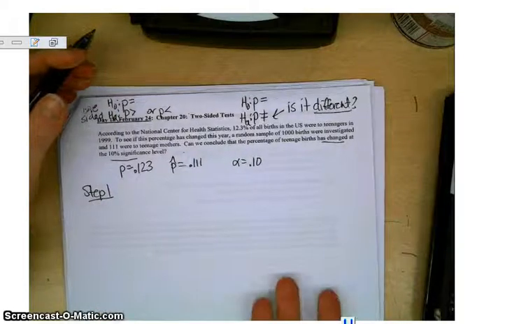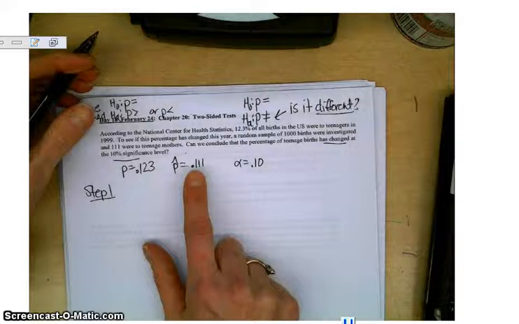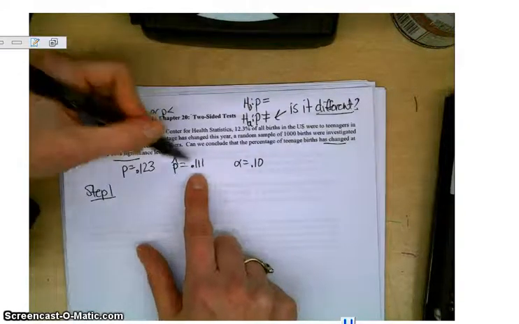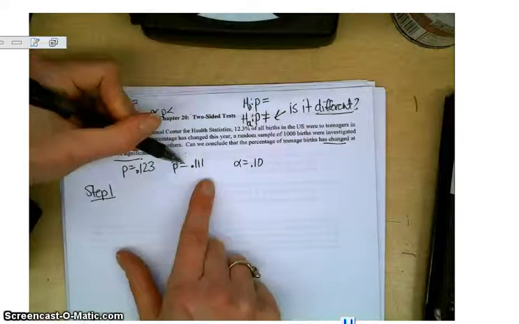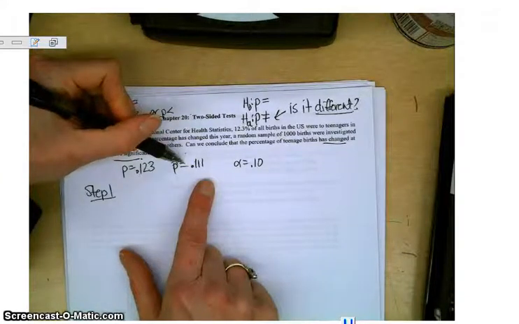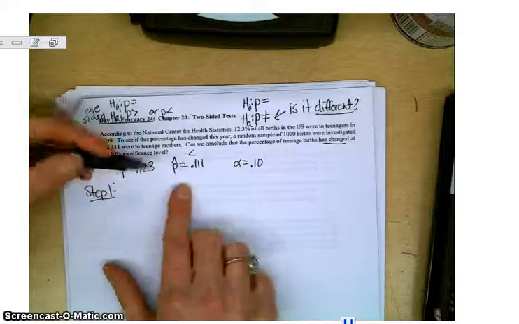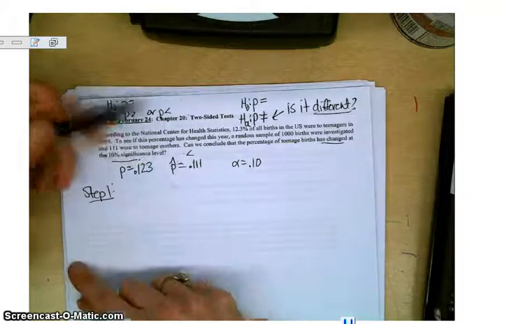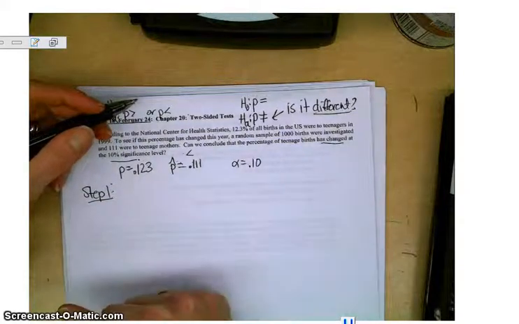Step one, basically we would say, well, doesn't it appear that the percentage of teenage births has changed? Is this different from the true value? Okay, and is it greater than or less than? It's less than. Okay, so we would say that, yeah, it appears that it has changed since the new value is less than the true value. And the reason for that, though, could be sampling variability.